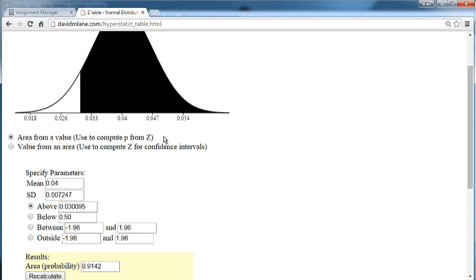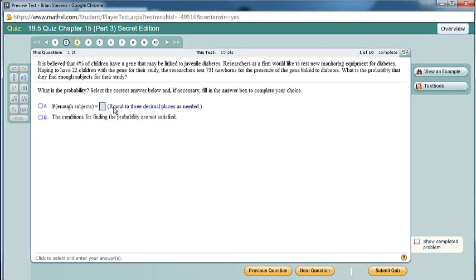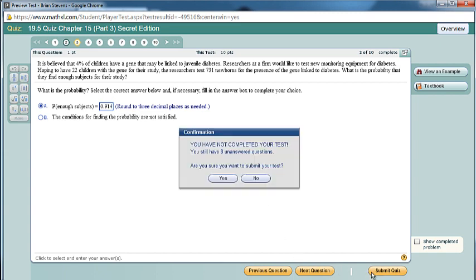Above this line to the right is 97.5%, and above here is 84%. So this is between 84 and 97.5, and we get this value right here. It looks pretty likely we're going to have the children needed. So the probability of having enough subjects is right there. Let's go ahead and check our answers.